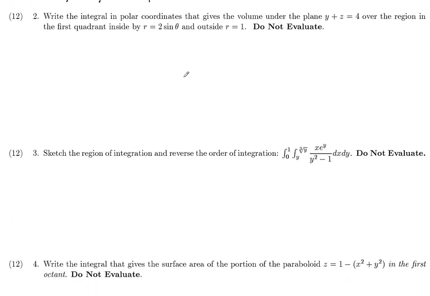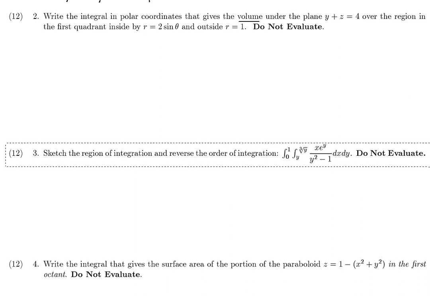So next up, we're writing an integral in polar coordinates. It's going to give the volume that's under the plane y plus z equals 4, and over the region in the first quadrant that's inside the circle r equals 2 sine theta, and outside r equals 1. So this is a circle of radius 1 at the origin. This is a circle along the y-axis, and it's got diameter 2. Give us a little bit more room here.